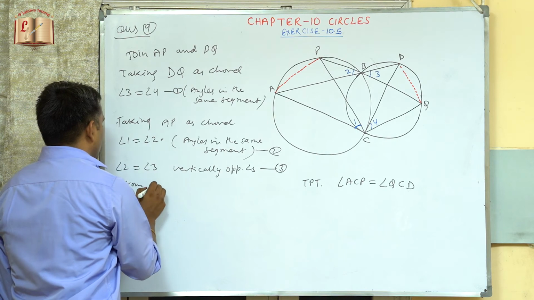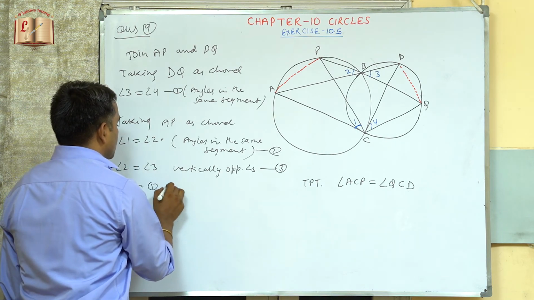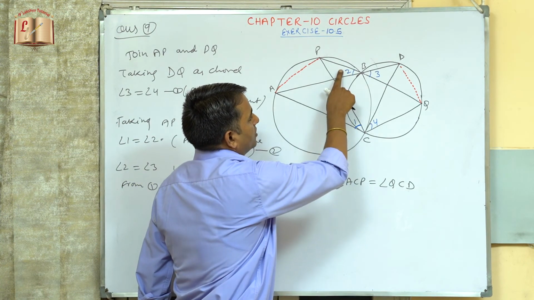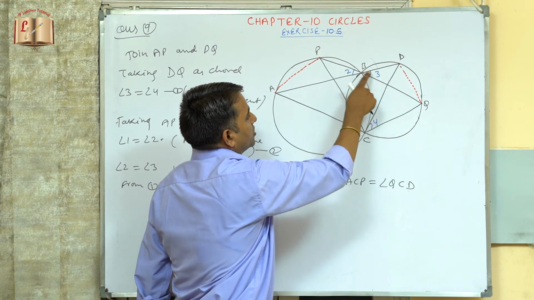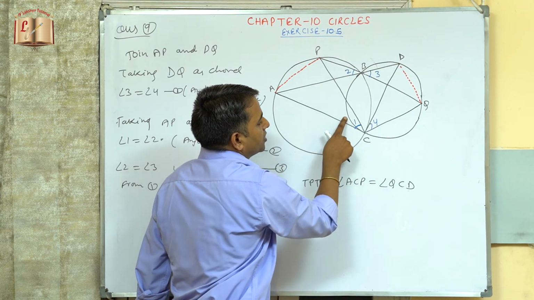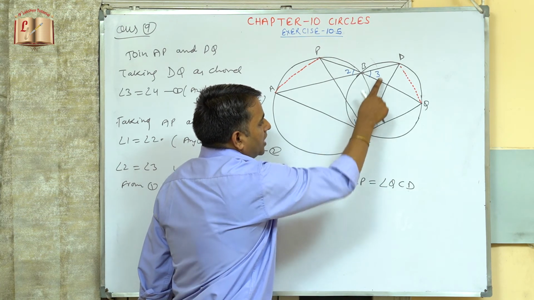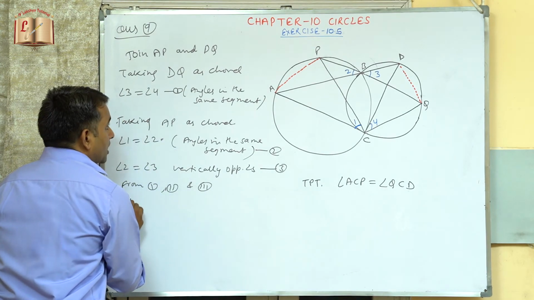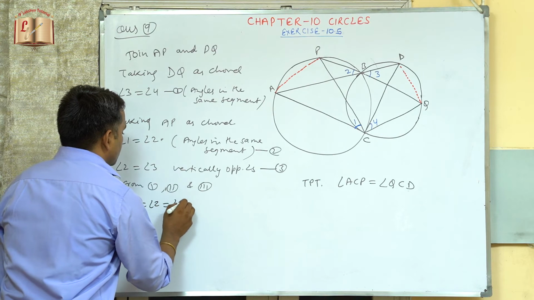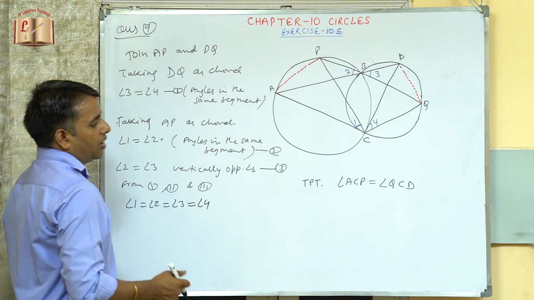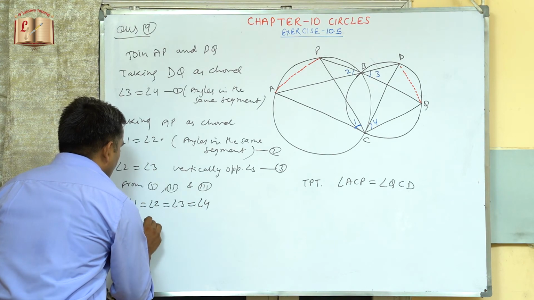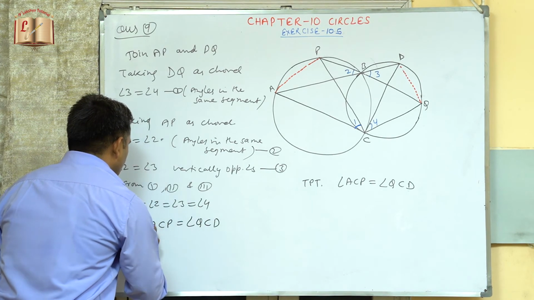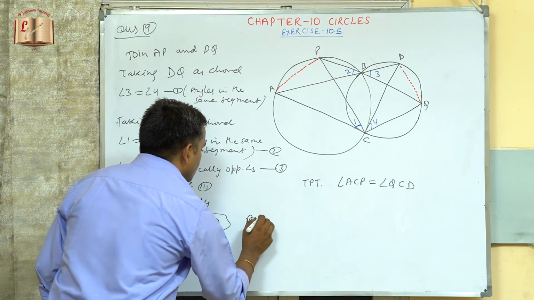So from 1, 2 and 3, now see. Angle 1 is equal to angle 2 and angle 2 is equal to angle 3. So angle 3 becomes equal to angle 4, since angles 3 and 4 are equal. So therefore angle 1 and 4 will be equal. So from 1, 2, 3 we got angle 1 is equal to angle 2 equal to angle 3 equal to angle 4. So all angles are equal. So therefore we can write angle ACP is equal to angle QCD. So this is now proved.